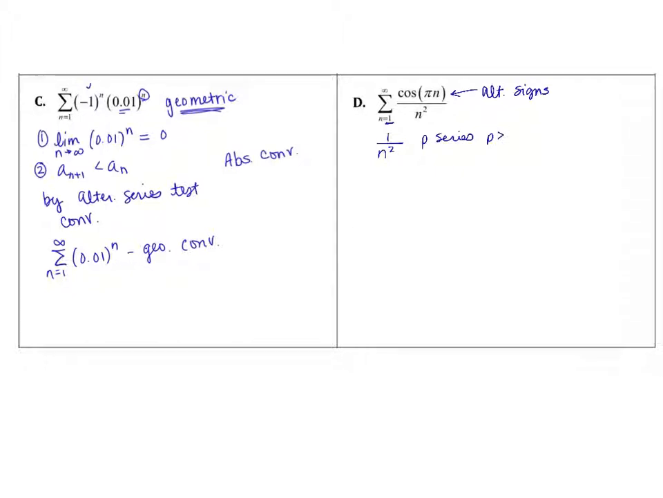And p is greater than 1, so this converges. And then we do have positive terms here. A sub n plus 1 is certainly less than a sub n. And then our limit as n approaches infinity of 1 over n squared does go to 0. So notice both of these do converge, and so this does converge absolutely, or is absolutely convergent.